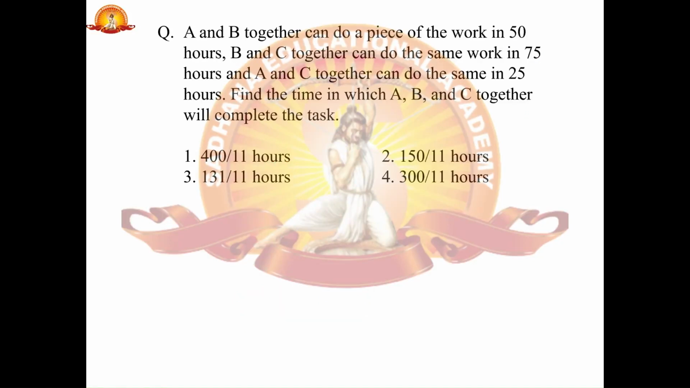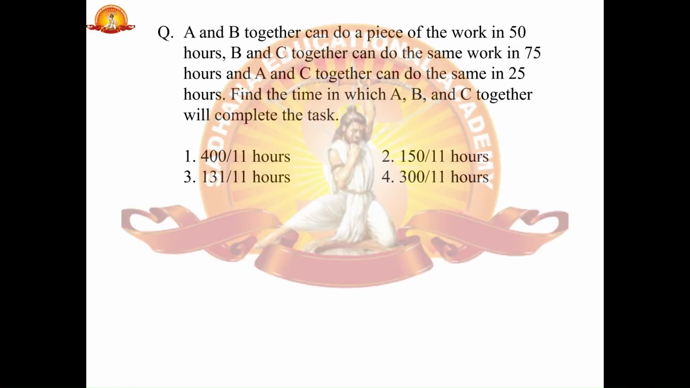A and B together can do a piece of the work in 50 hours. B and C together can do the same work in 75 hours. And A and C can do the same piece of work in 25 hours. Find the time in which A, B and C together will complete the task.